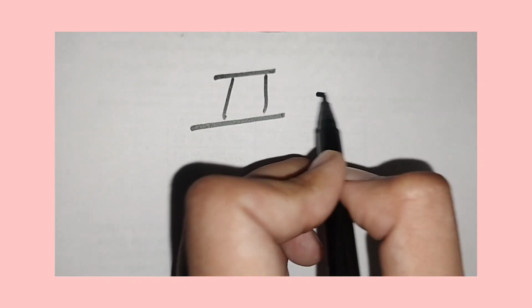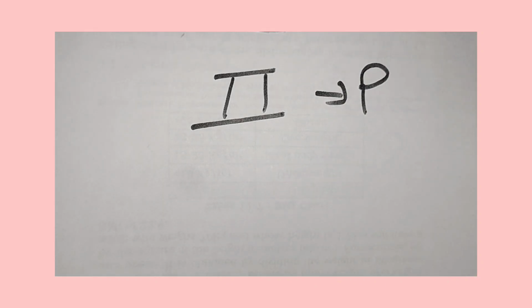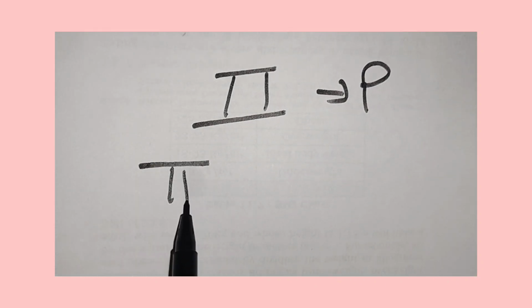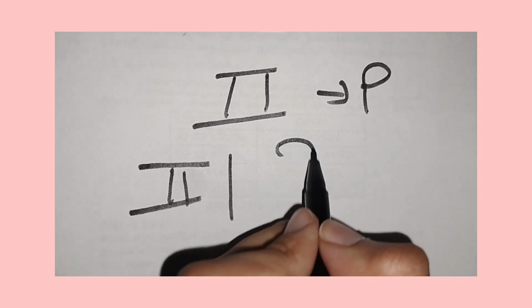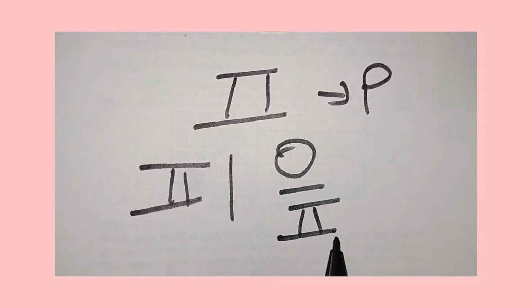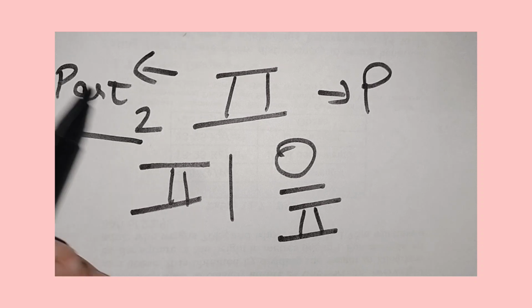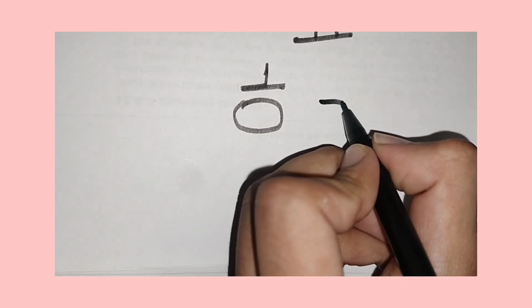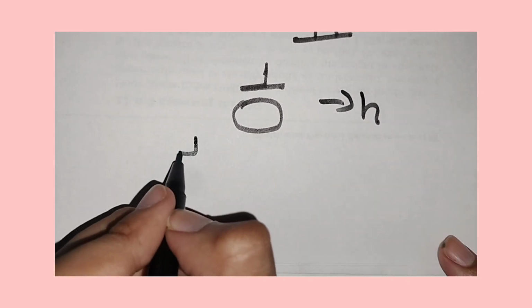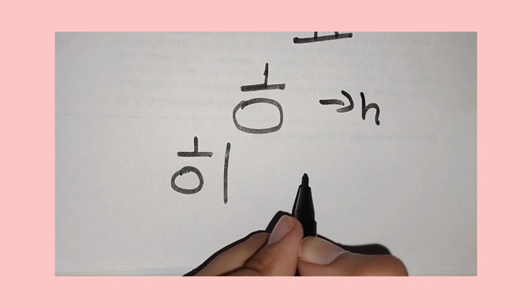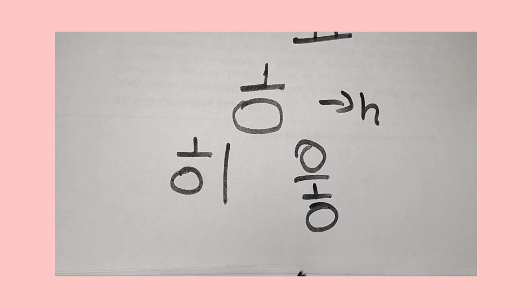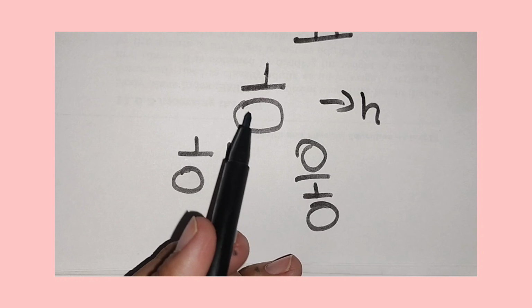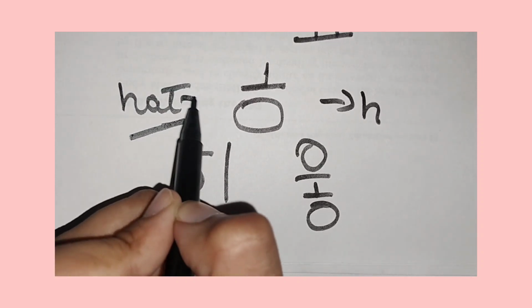ㅍ has a P sound because it looks like part two, so we memorize P as part two. So the next one is ㅎ. Here it has an H sound because it looks like a man in a hat. So we memorize this as a hat.